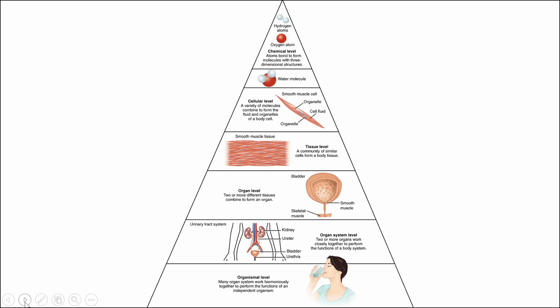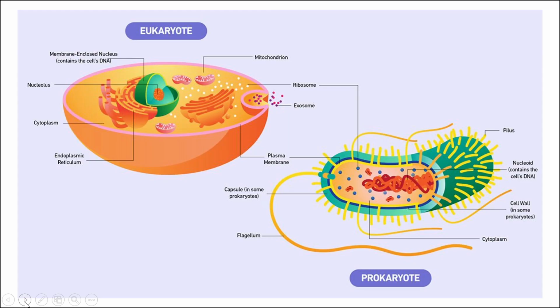Let's start with the chemical level. The atoms bond to form molecules with three-dimensional structures, and the molecules together combine to form a fluid and organelles of a body cell. A community of similar cells form body tissues, and two or more different tissues combine to form an organ. Two or more organs work closely together to perform the function of a body system, and many organ systems work harmoniously together to perform the function of an independent organism. Thus, from a cell, the whole body is formed and the systems work together.